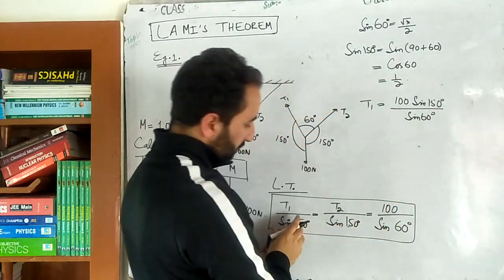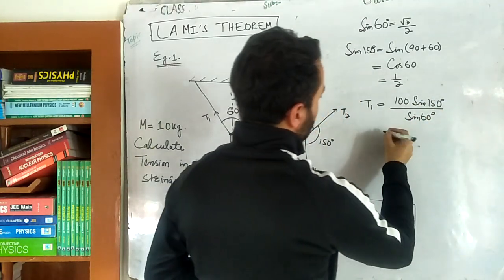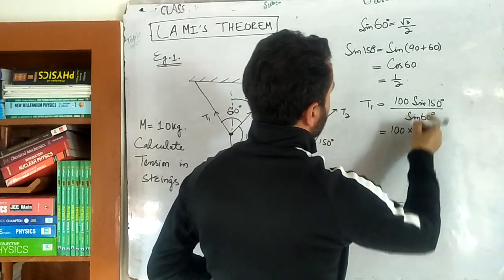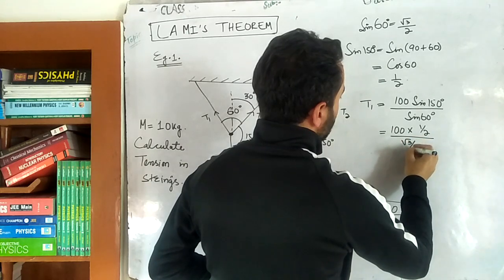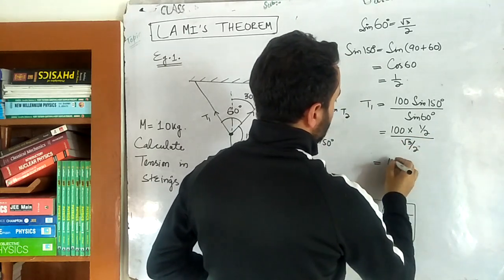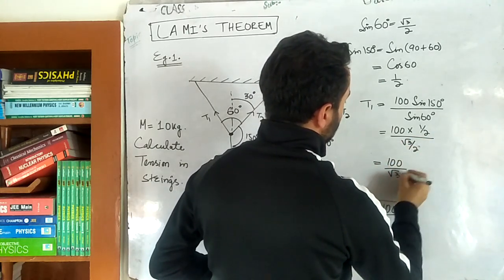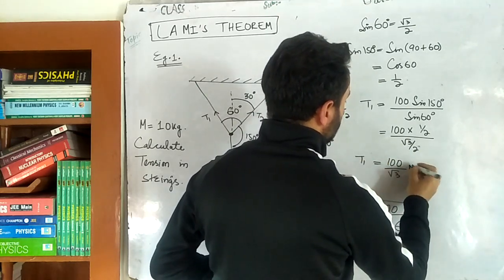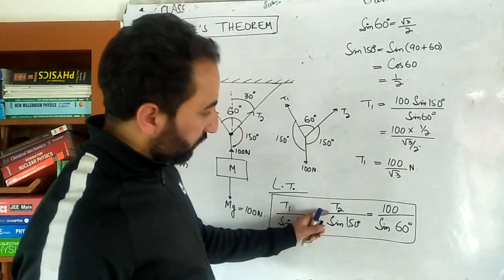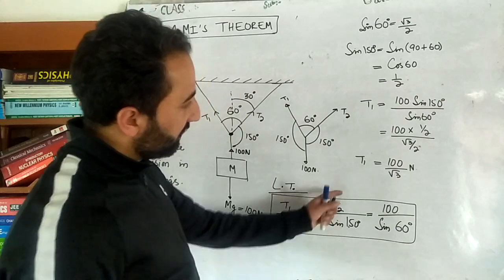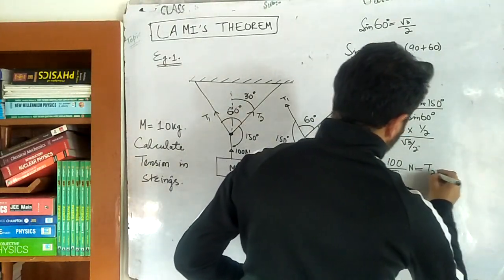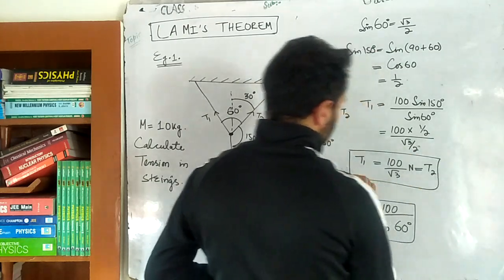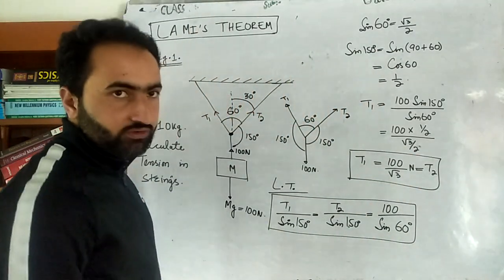Okay, beta? Simply take the sine 150 here, so we'll get T1. Here 100 multiplied by sine 150 is 1 by 2. Sine 60 is root 3 divided by 2. So 2 and 2 will cancel. Answer is 100 divided by root 3 Newton. This is T1, isn't it? Now if you calculate T2, again there is sine 150, so again the same result will be there. So T1 and T2 are obviously exactly the same. So the answer is T1 equals T2 equals 100 by root 3 Newton.